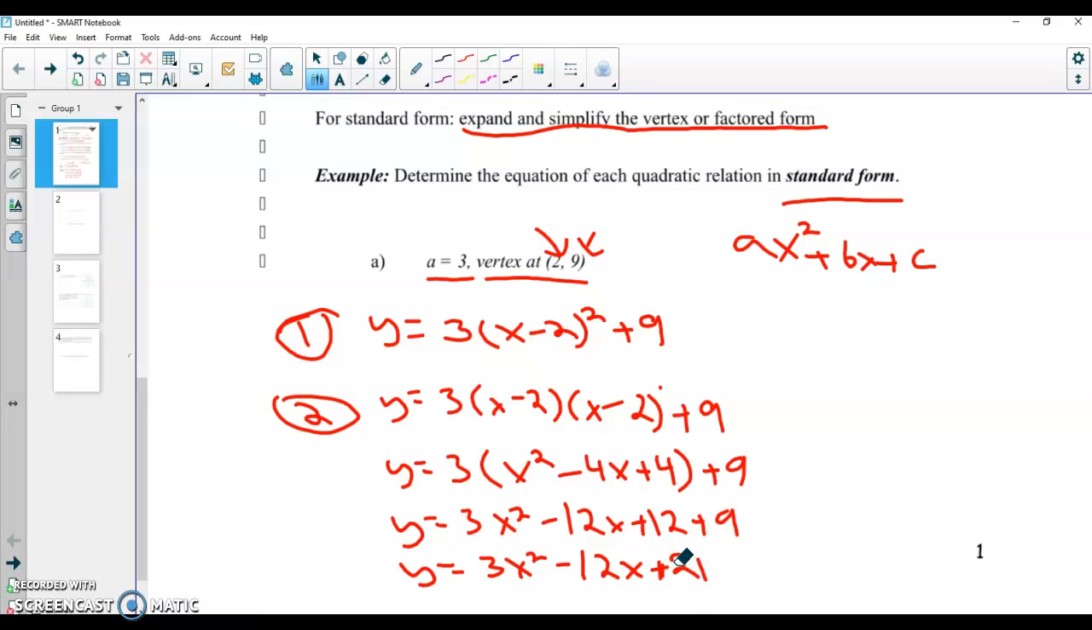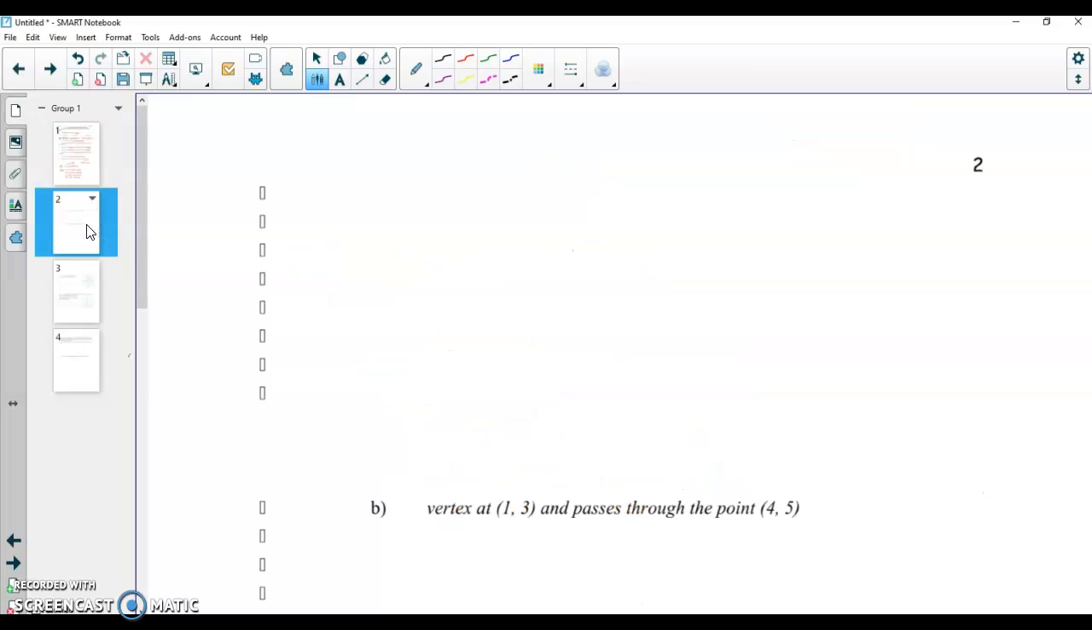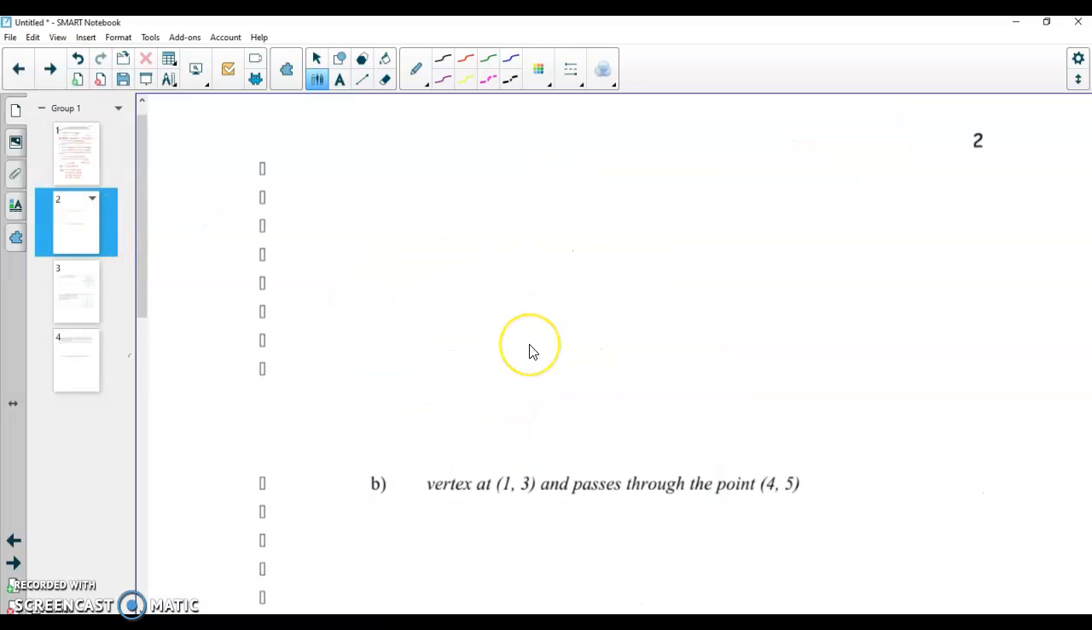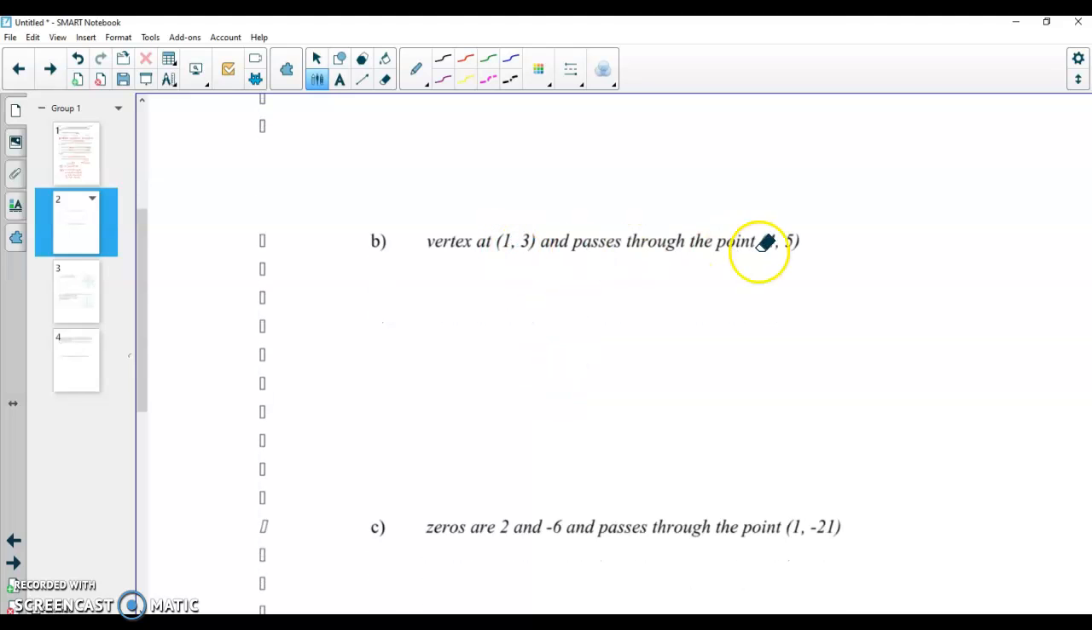Just like that. Let's do another example together. So here we have a vertex at (1, 3), and we know the point (4, 5). So it's a bit different this time. We don't have the a value provided to us, but we do have the vertex provided to us, and we also have a point provided to us. So let's see what we can do there.